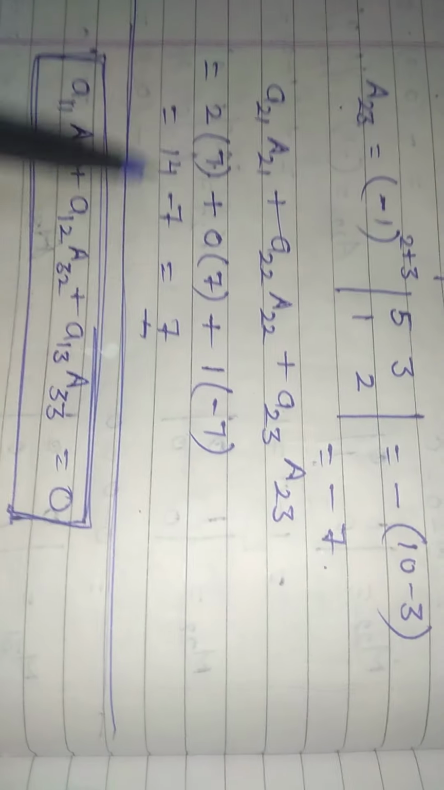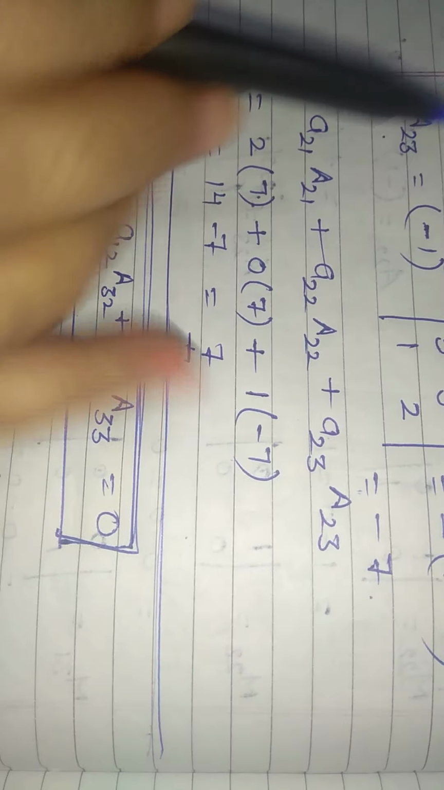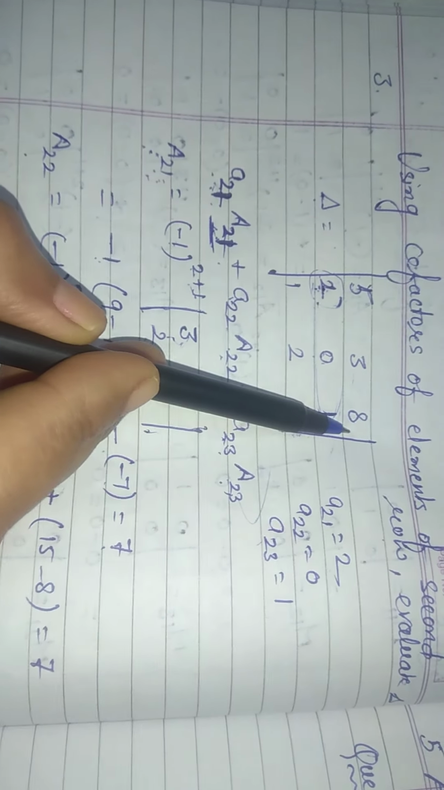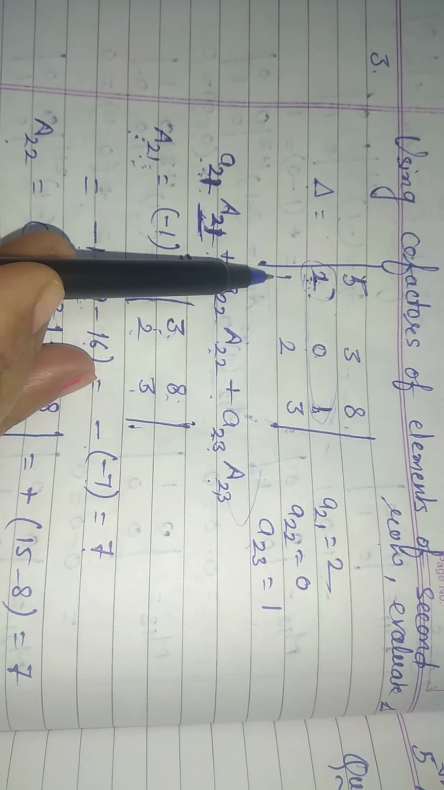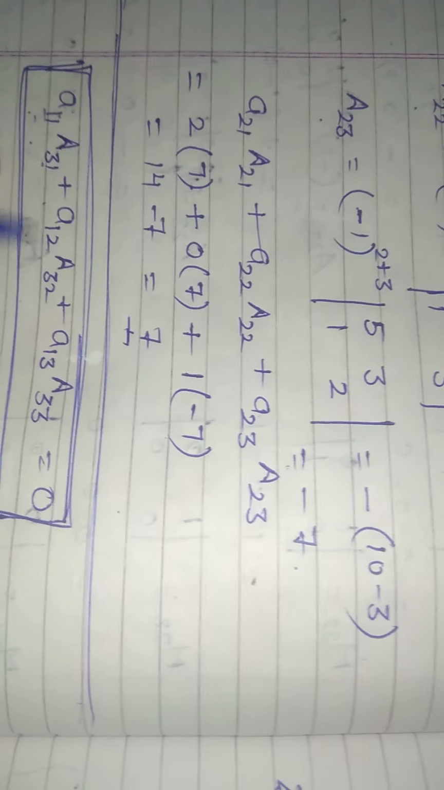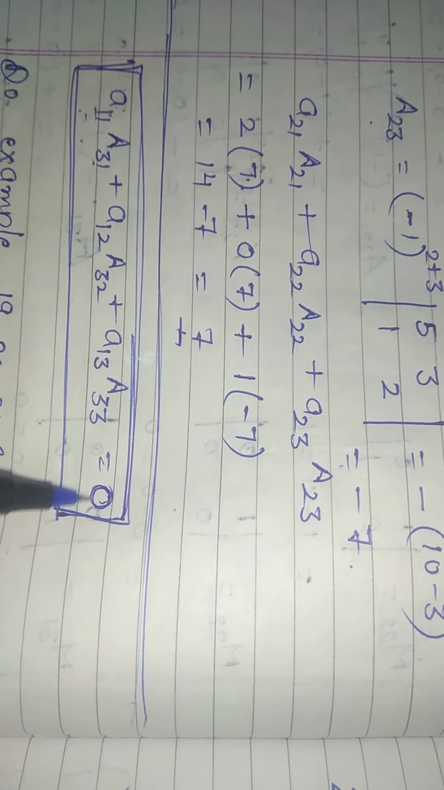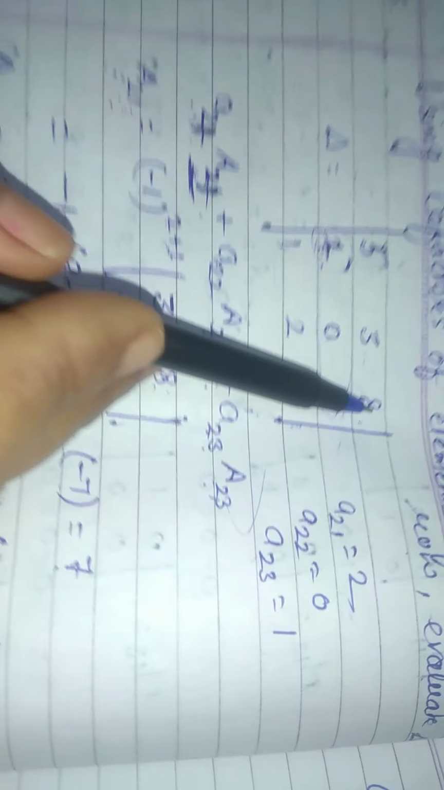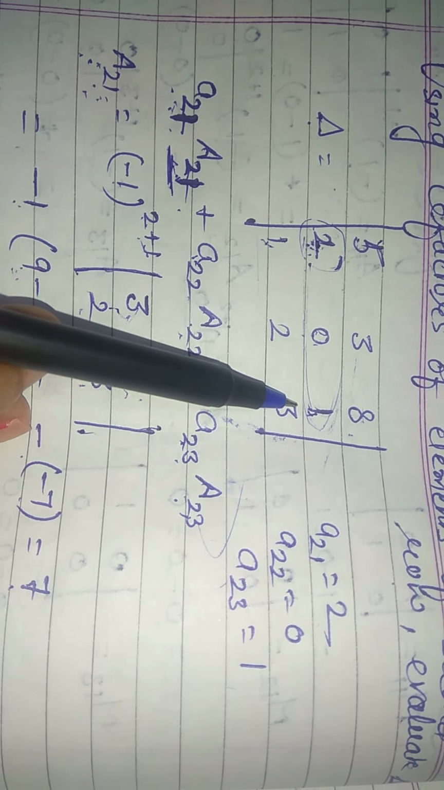Now next, if we multiply any row's elements, suppose first row elements, with the cofactors of the second or third row, element into cofactor, and add these, then the value of the determinant will always be 0. If you multiply any row's elements with the cofactors of any other row and add these, the value of the determinant is always 0.